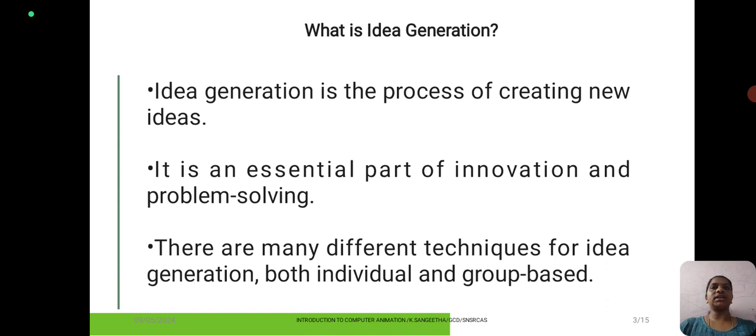So, idea generation is the first step in the innovation process. It is the process of coming up with new ideas. Idea generation is essential for businesses that want to stay ahead of the competition. There are many different techniques for idea generation, so you can find one that works best for you.